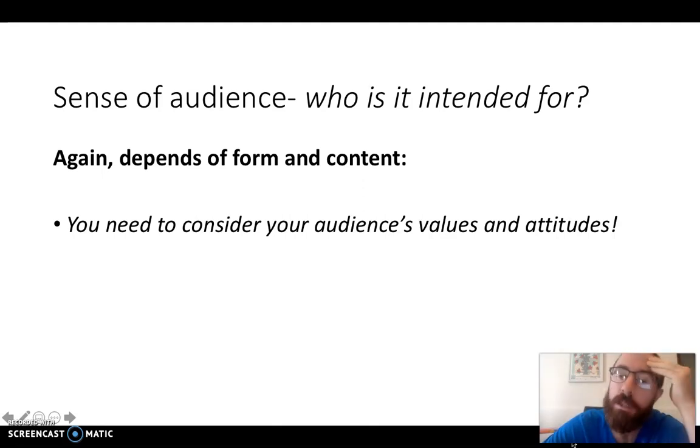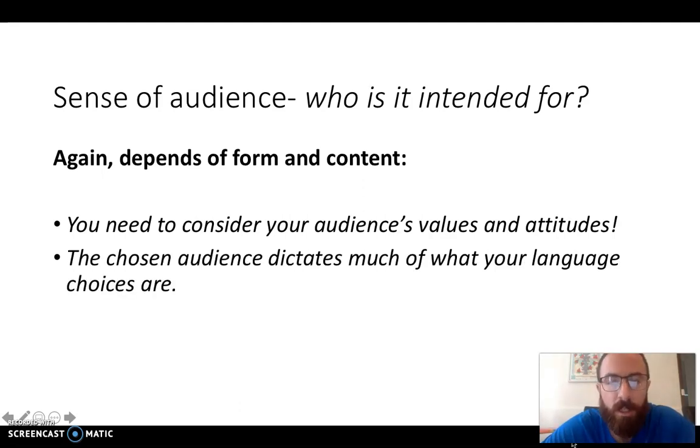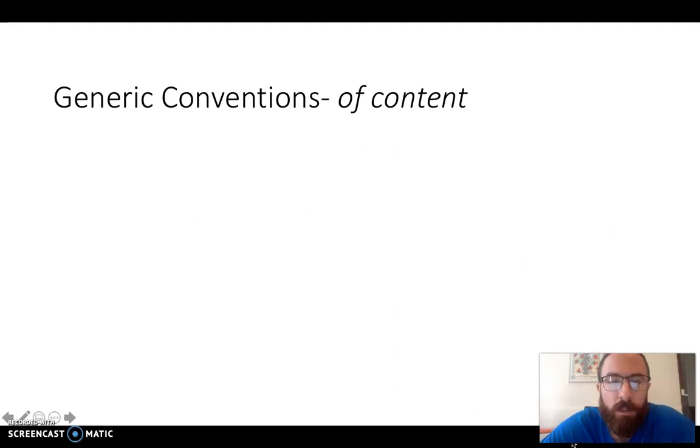A lot of people forget that we don't persuade by necessarily attacking. You need to consider the values and attitudes that the audience holds and then work to manipulate them. So it's always important to consider those values and attitudes for a persuasive piece, for example. But in general, you need to know your audience because that will dictate what language you use.